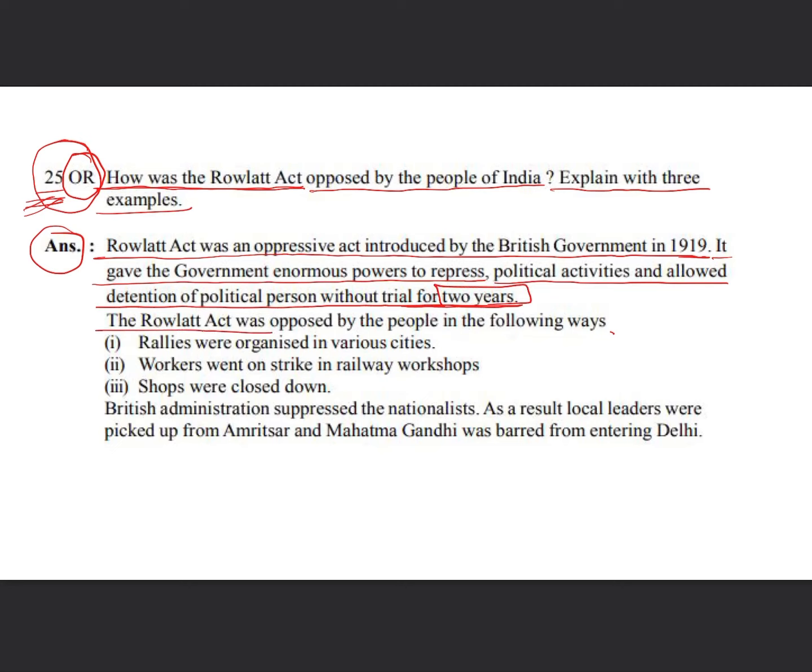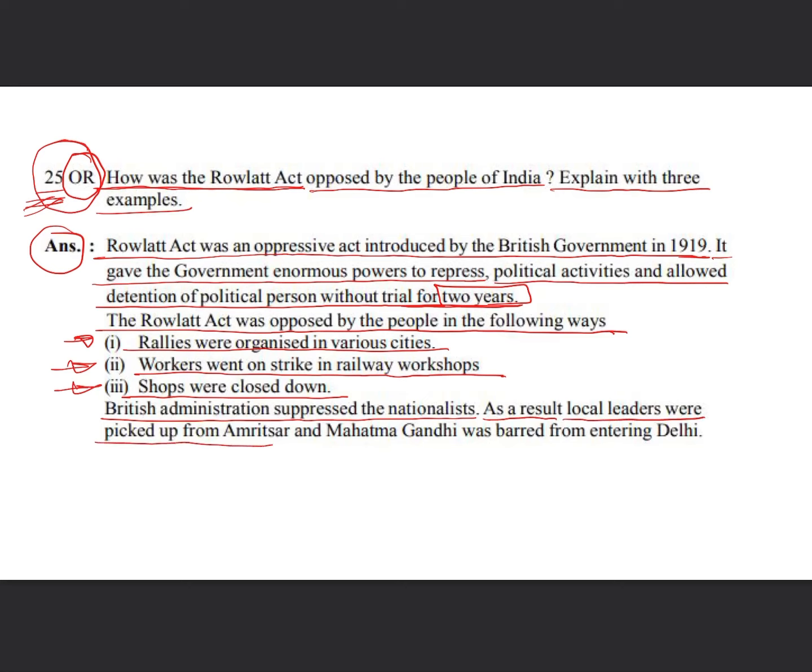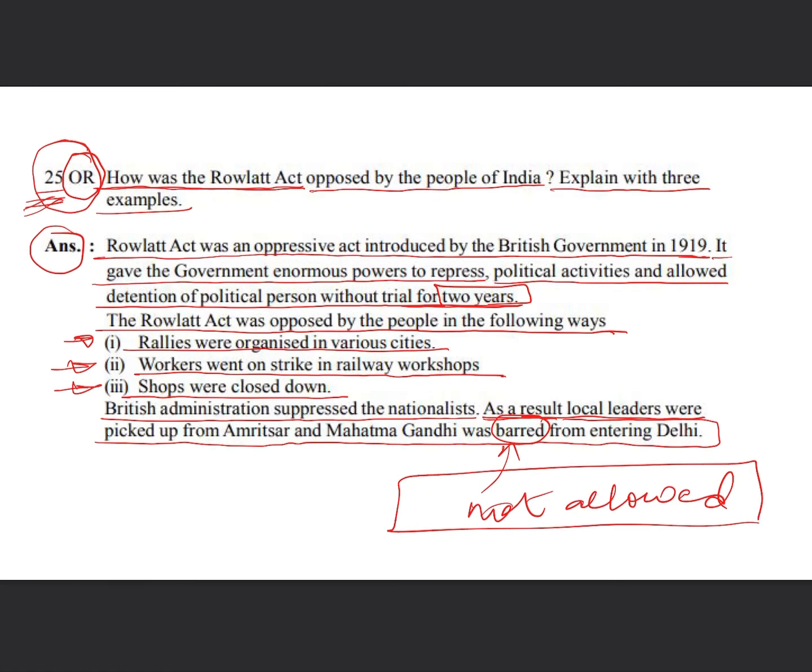The Rowlatt Act was opposed by the people in the following ways. First, rallies were organized in various cities. Second, workers went on strike in railway workshops. Third, shops were closed down. British administration suppressed the nationalists. As a result, local leaders were picked up from Amritsar and Mahatma Gandhi was barred from entering into Delhi. You can also write that he was not allowed to enter into Delhi.